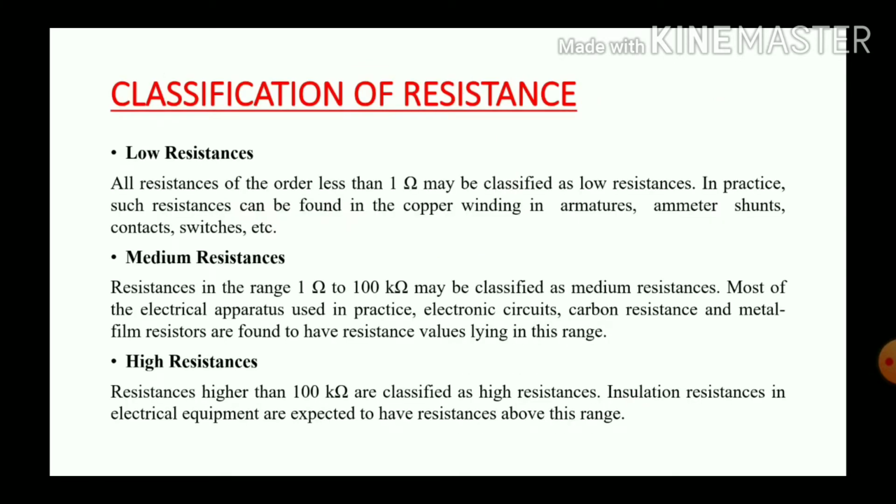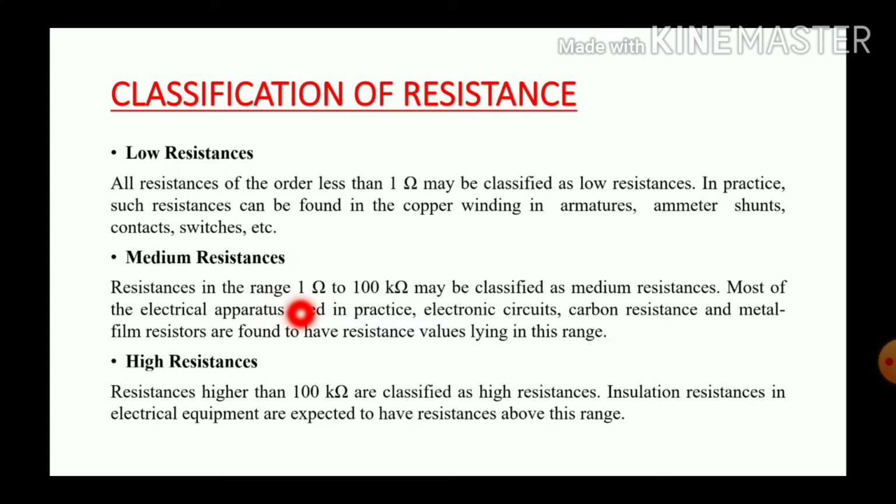On the basis of magnitude of resistance in ohm, the resistance is classified into three types. First one is low resistance. All resistance of the order less than 1 ohm may be classified as low resistance. And examples of low resistance are resistance of copper winding in armature, ammeter shunt, contact resistance, and resistance of switches, etc.